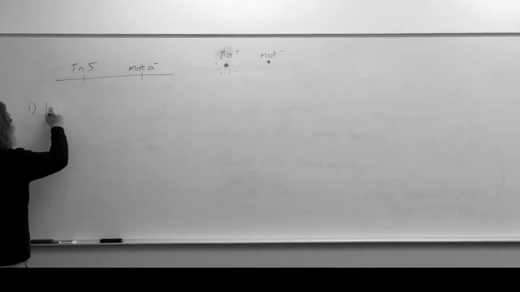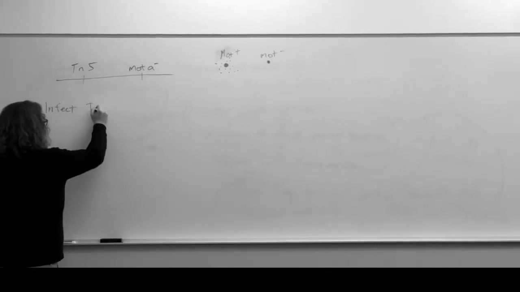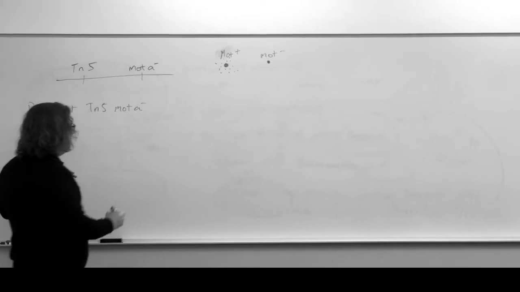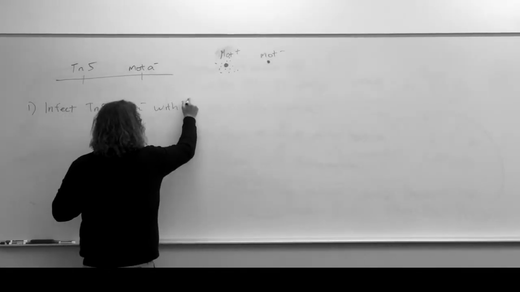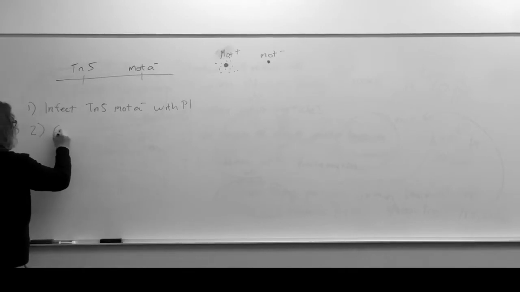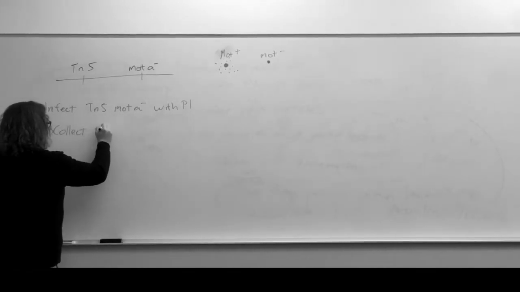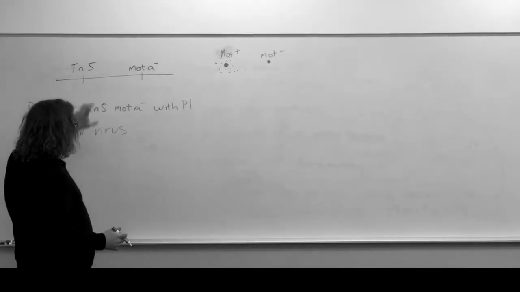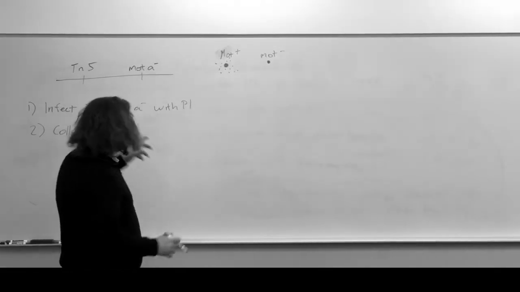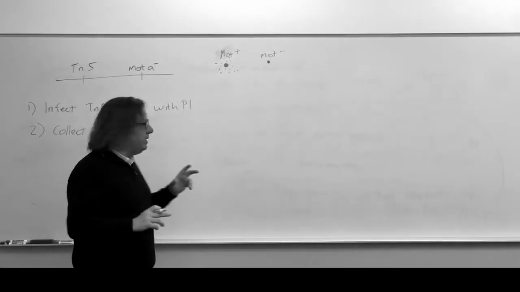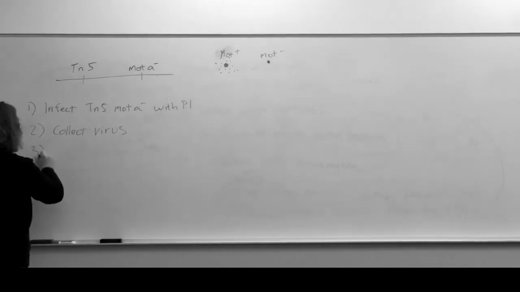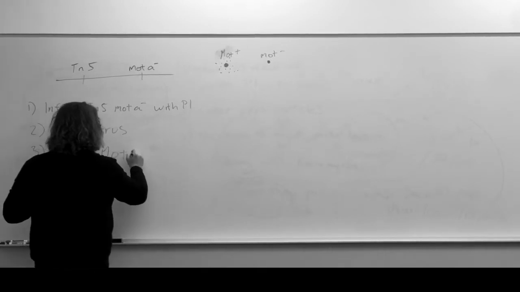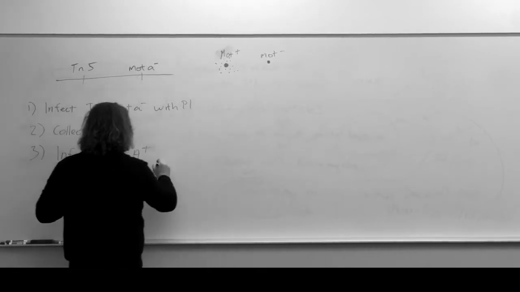We infect our TN5 MOT-A- cells with P1. We collect virus, so after the cell lyses, and we're going to try to get this rare event where the virus has actually picked up or accidentally packaged this small piece of DNA. We're going to then infect a MOT-A plus bacteria.